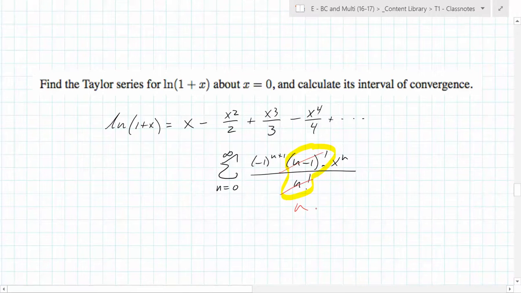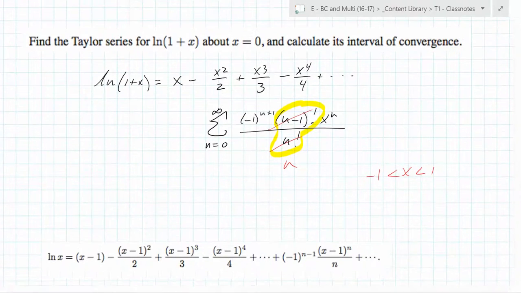And then you have to run the ratio test. You run the ratio test, and then you end up with the interval of convergence being between 1 and negative 1. Absolutely. So it is kind of challenging, though, because what did you have to do? You had to do derivatives carefully. You had to plug numbers in carefully. So there is another function I'd like to add to the Taylor series, the Taylor series that you should know.